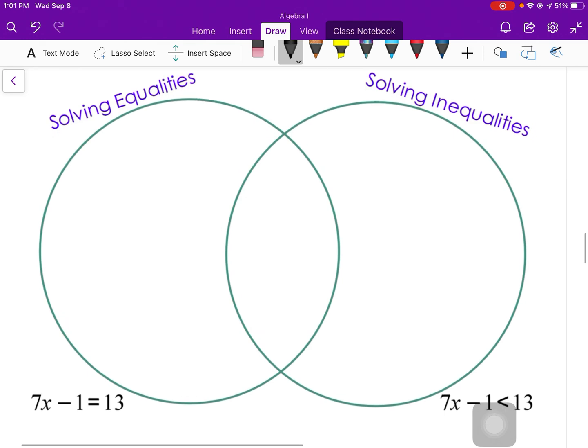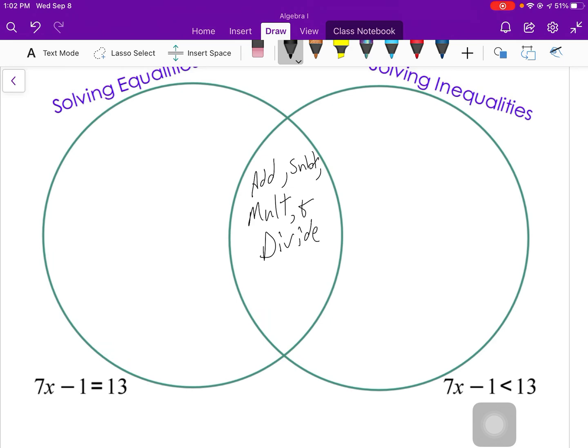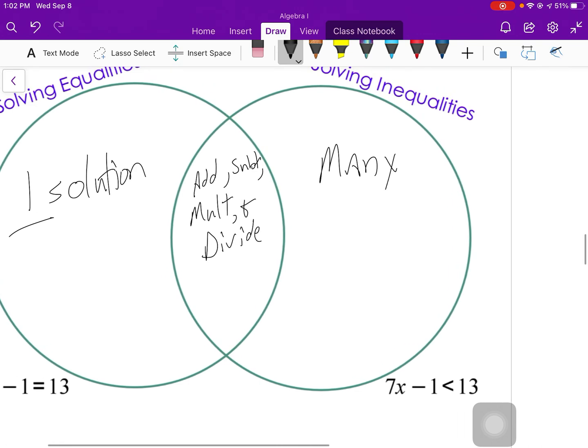Solving inequalities. What do they have in common? What do they not have in common? Okay, what they have in common is that we will add, subtract, multiply, and divide to get our answers. We'll add to both sides and solve. We'll subtract to both sides and solve. We'll multiply to both sides and solve. Divide. With equations, we get one solution, or one number, x equals. With inequalities, we will get many solutions.